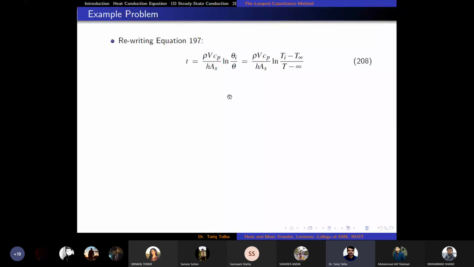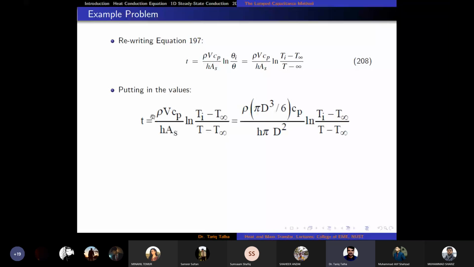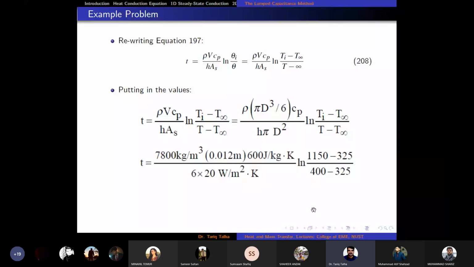So the rest of the things are quite straightforward. The ρ value is given, the volume we can calculate, that is 4/3 π r³, or basically in terms of diameter. So if we put in the values, ρ V, and then the c value is given, the h value is given, V upon As is equal to R outer upon 3. So it is just a matter of putting in the values. So if we calculate the time, it would come out in seconds.